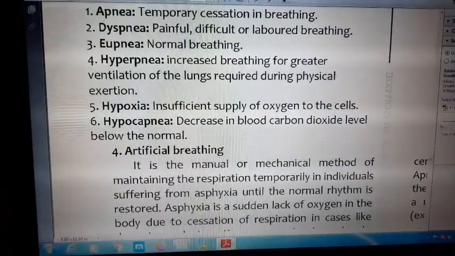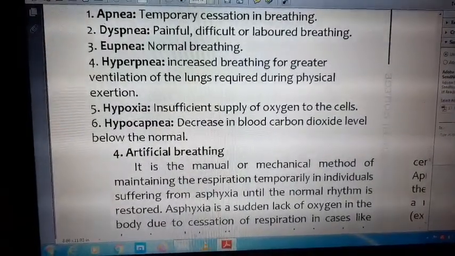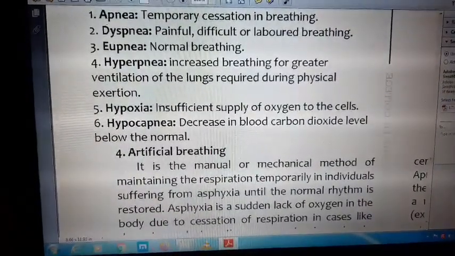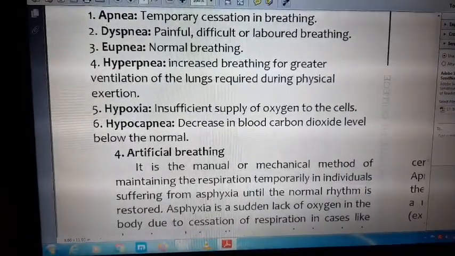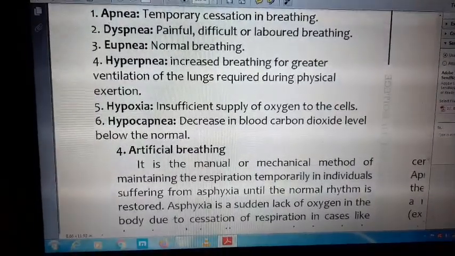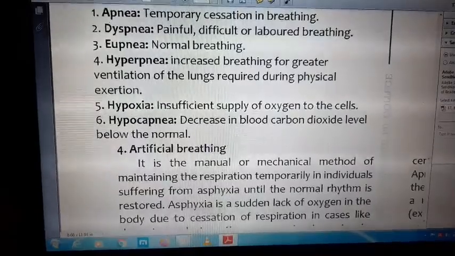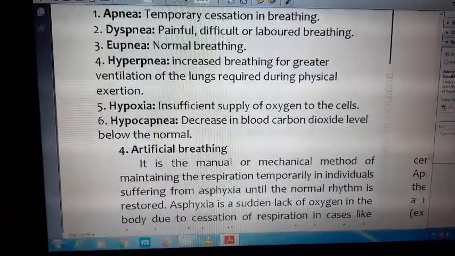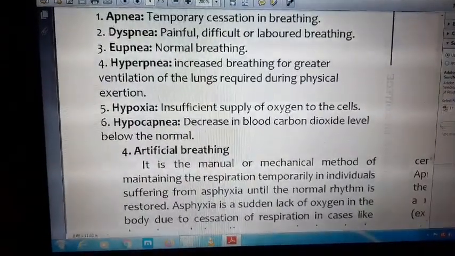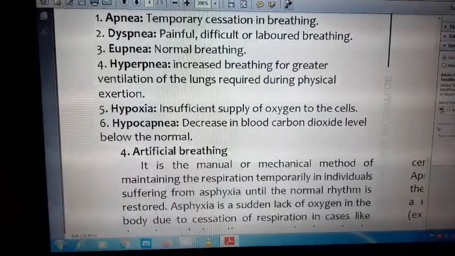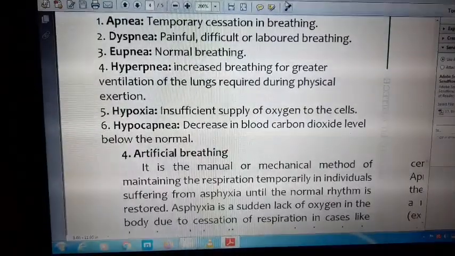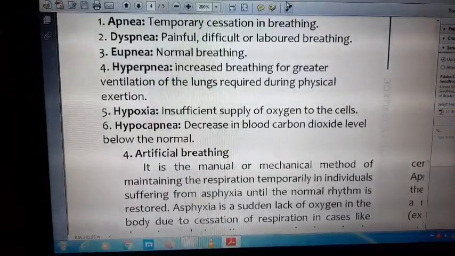Here we come across a few definitions. One is apnea. Apnea is nothing but temporary cessation of breathing. Second one is dyspnea. It is painful, difficult or labored breathing. Then eupnea, it's normal breathing. Then hyperpnea, increased breathing for greater ventilation of the lungs required during physical exertion. Hypoxia, meaning insufficient supply of oxygen to the cells. Then hypocapnia, meaning decrease in blood carbon dioxide level below normal.